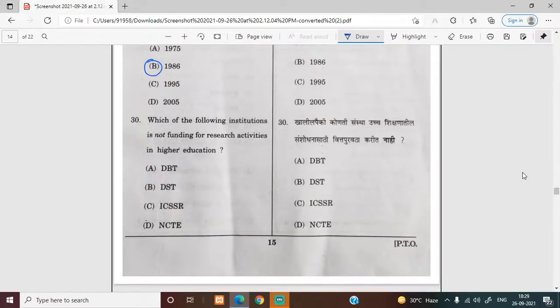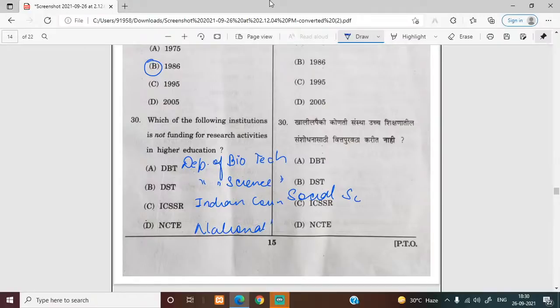Question number 30 is saying, which of the following institutions is not funding research activities in higher education? DBT means Department of Biotechnology. DST is Department of Science and Technology. ICSSR means Indian Council of Social Science Research. NCTE is National Council for Teacher Education. The right answer here is, students, option D. NCTE is the right answer.